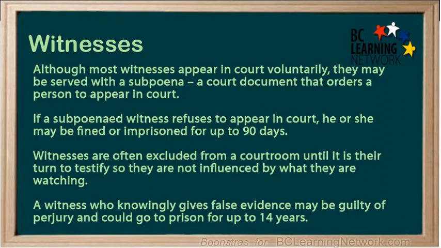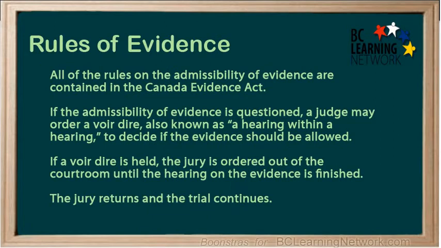A witness who knowingly gives false evidence may be guilty of perjury and could go to prison for up to 14 years. All of the rules on the admissibility of evidence are contained in the Canadian Evidence Act. If the admissibility of evidence is questioned, the judge may order a voir dire, known as a hearing within a hearing, to decide if the evidence should be allowed. If a voir dire is held, the jury is ordered out of the courtroom until the hearing on the evidence is finished. The jury returns and the trial continues.